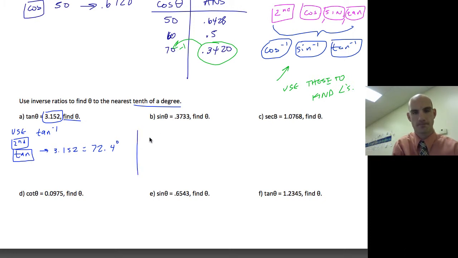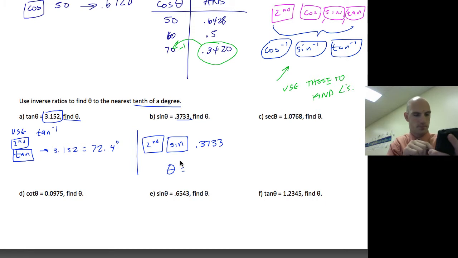Let's do it again. I have the sine, which is this big decimal, not an angle. So I'm going to use inverse sine, so I hit second, sine of 0.3733. So theta is going to be equal to 21.9 degrees.